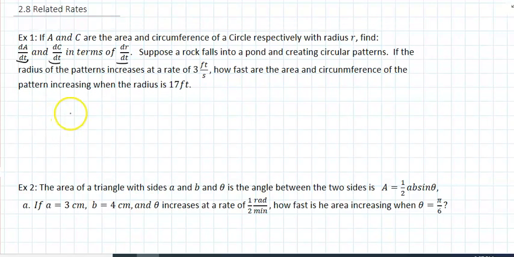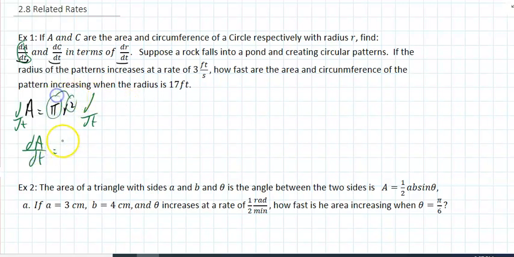So if I look at an area, it is pi times the radius squared. If I take d/dt of both sides, I will get the change of area with respect to time. Pi is a constant. You're going to bring the power down, subtract 1 from the power, times the derivative of the inside. So that's how those two are related.